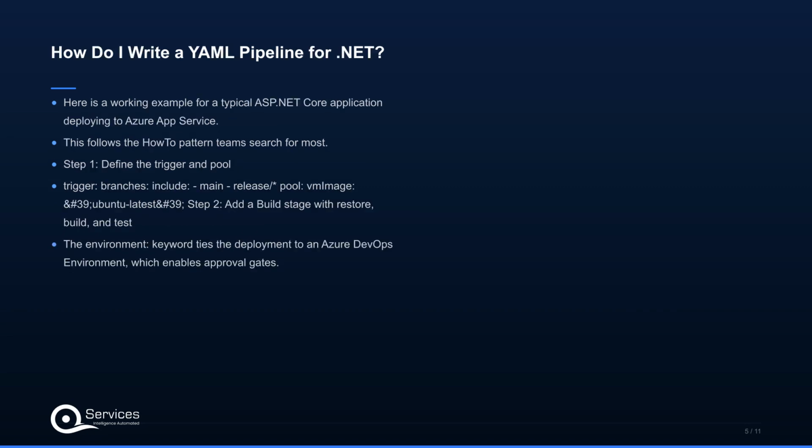Moving on to how do I write a YAML pipeline for .NET. Here is a working example for a typical ASP.NET Core application deploying to Azure App Service. This follows the how-to pattern teams search for most. Step 1, define the trigger and pool. Step 2, add a build stage with restore, build, and test.